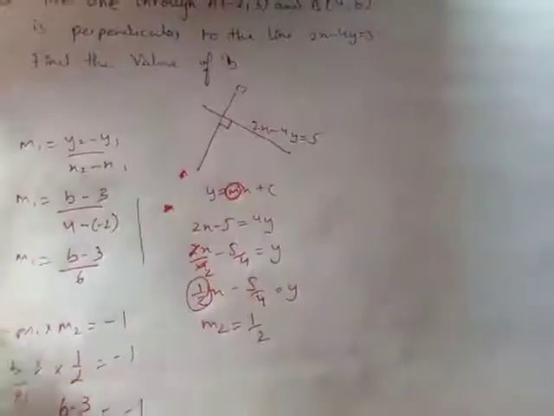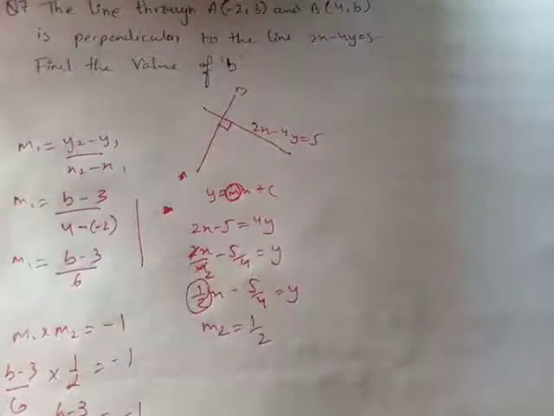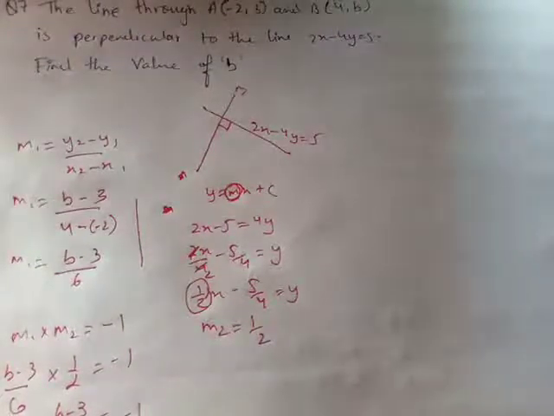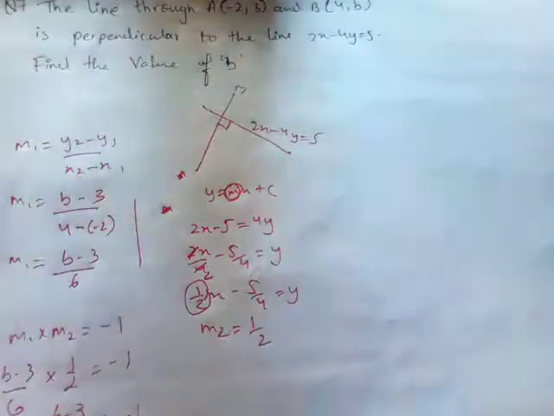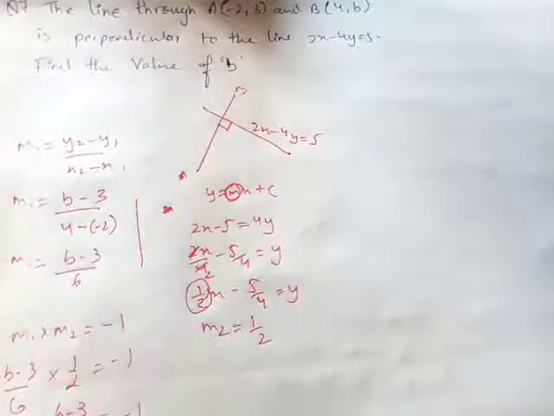So what's the value of b? B is going to be minus 9. And that's how it works. So you need to figure out m, because m is playing the main role in perpendicular and parallel lines. If you know m, then it's going to be really easy for you guys to solve the questions that have been given to you.